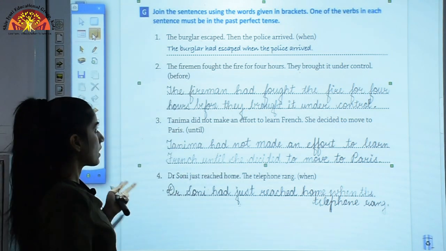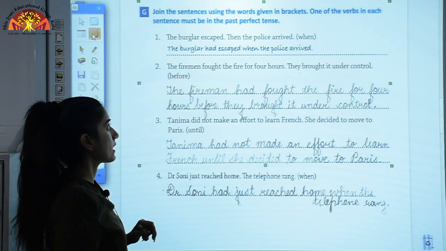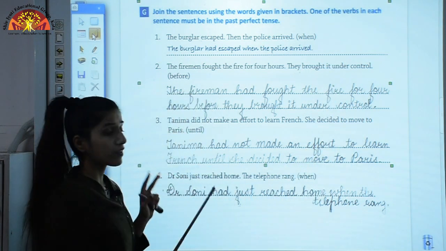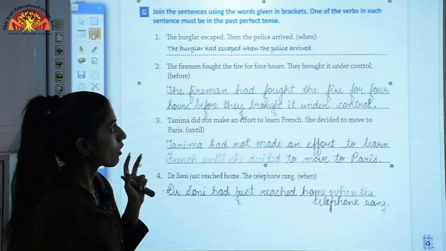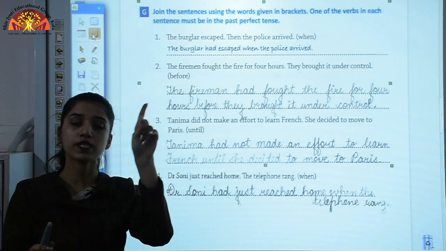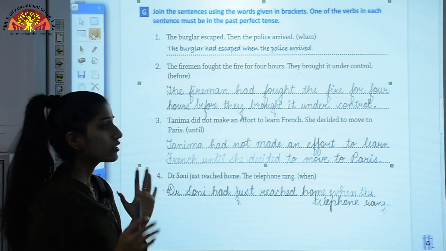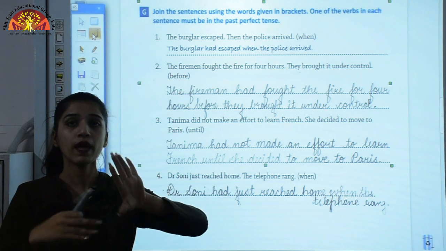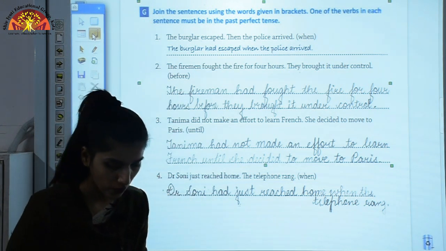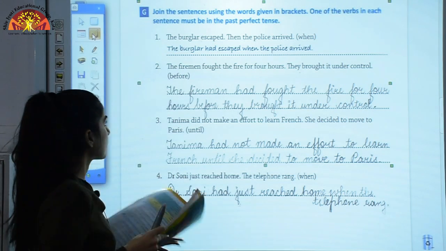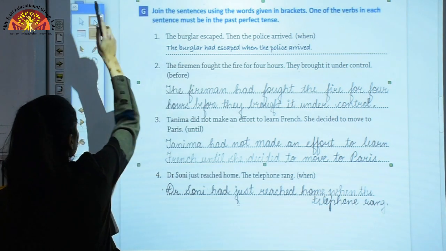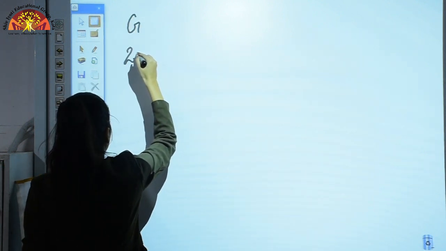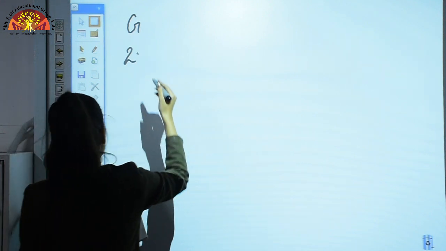So now we will take the second one only. The firemen fought the fire for 4 hours. They brought it under control. And we have to see that one of the verbs in each sentence must be in what? Must be in past perfect tense. As we know the structure of past perfect tense, it was what? Subject plus had plus the third form of the verb and then the rest of the sentence. So we will see the answer. What would be the answer for exercise G, and we are taking the second one. Let's see.